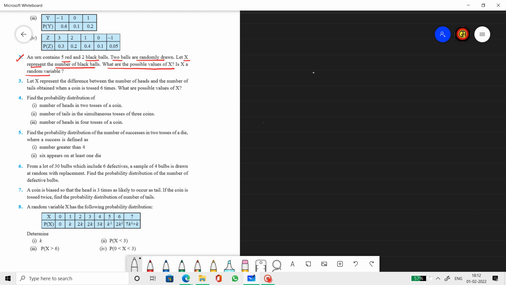Out of 7 balls, we are asked to draw 2 balls. And x indicates the number of black balls here. So let x represent number of black balls. Now, out of 2 balls, none can be black, 1 can be black, or both can be black. So x indicates the number of black balls. Both the balls cannot be black, or 1 out of the 2 can be black, or both can be black. So these are the possible values of x now.